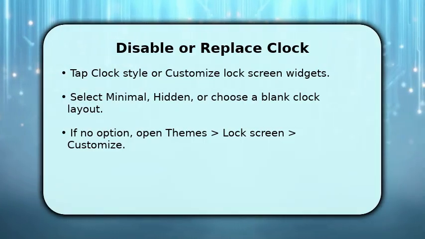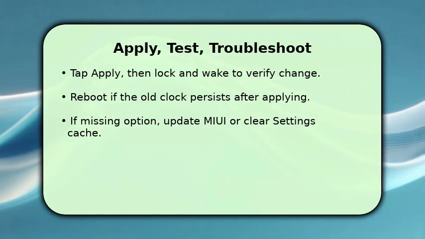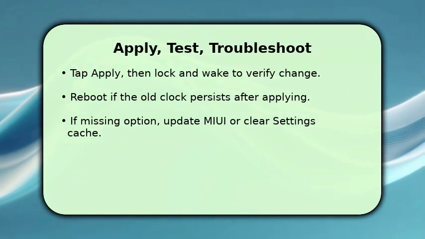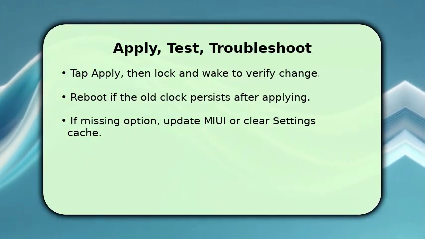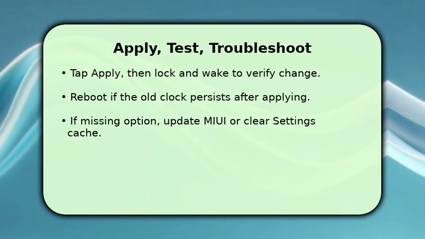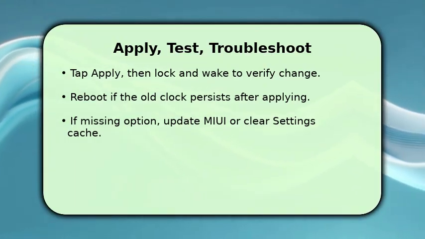Apply your new lock screen configuration and lock the phone to verify the red time is gone. If you still see the old clock, reboot the device to force UI refresh. That often resolves lingering overlays. Make sure to test with different wallpapers because some themes reintroduce a clock.